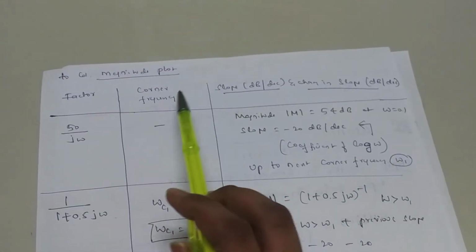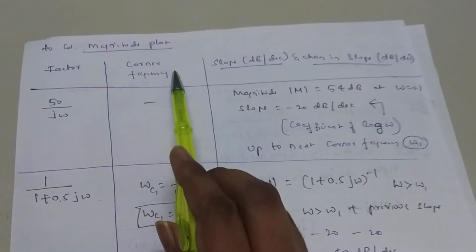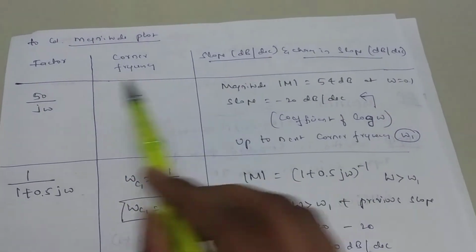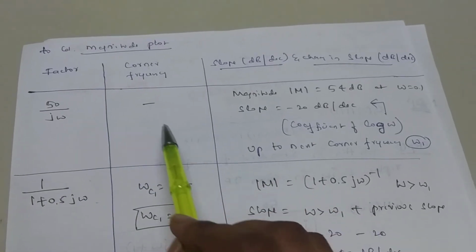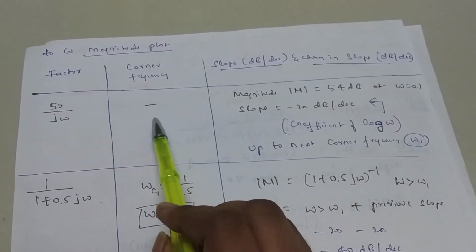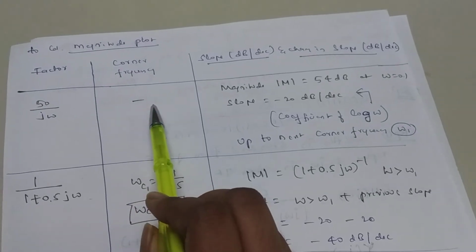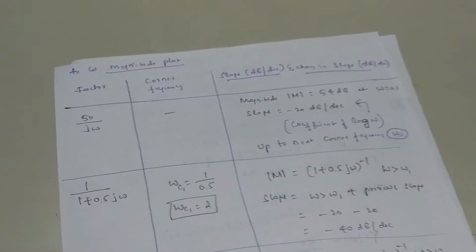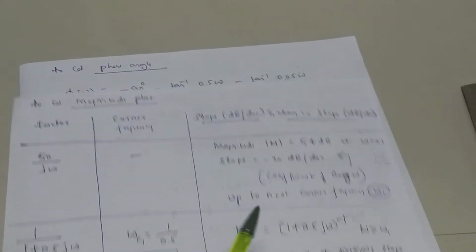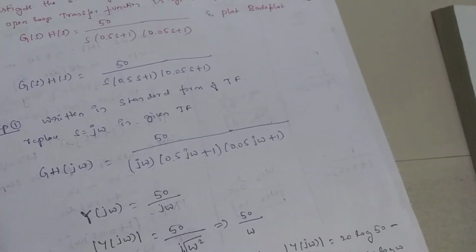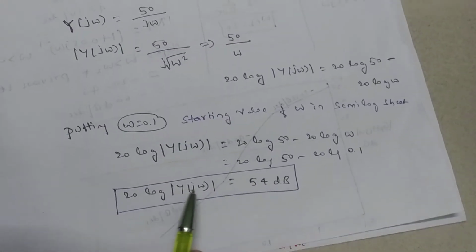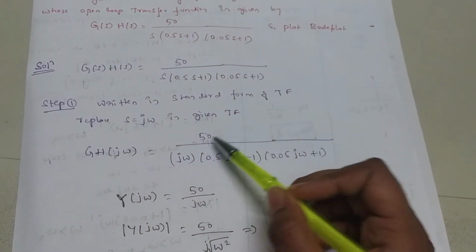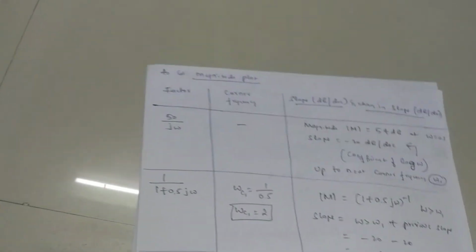See, what we need to find is the corner frequency here. So what is the corner frequency formula? 1 plus j omega by omega c. For the first factor, that is omega c1, the corner frequency is not applicable. Why? Because it is a numerator part, the Y(j omega) part, for which we already found 20 log of Y(j omega). We have taken this 50 by j omega. This is not applicable because it is a constant value.